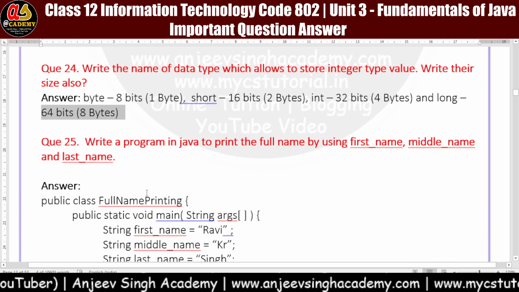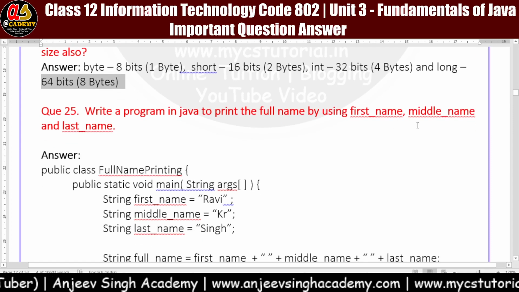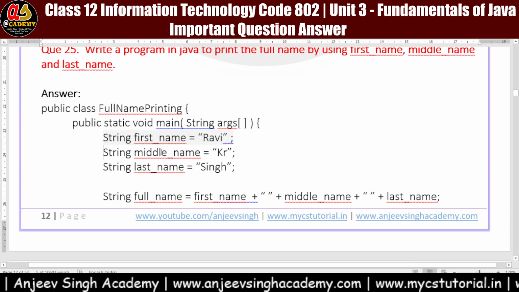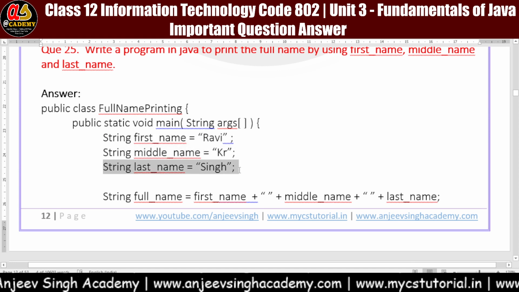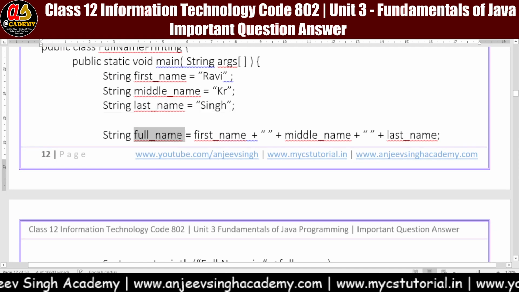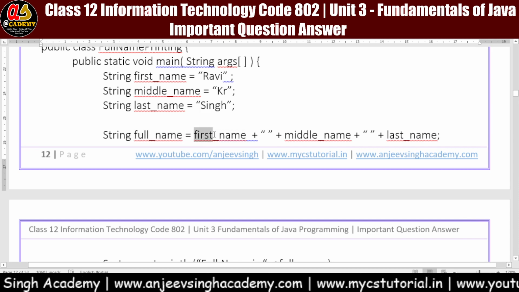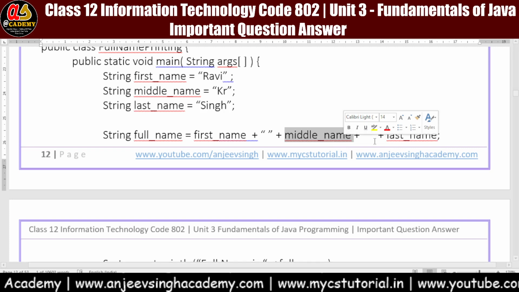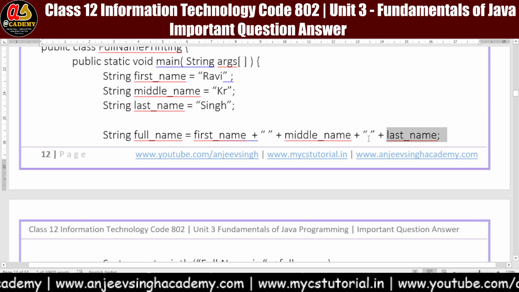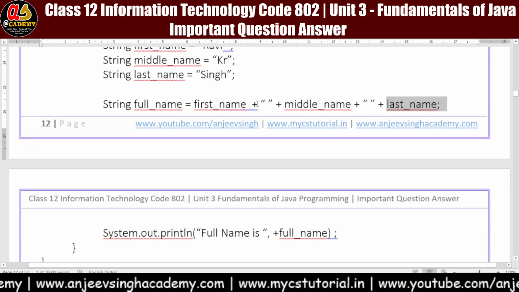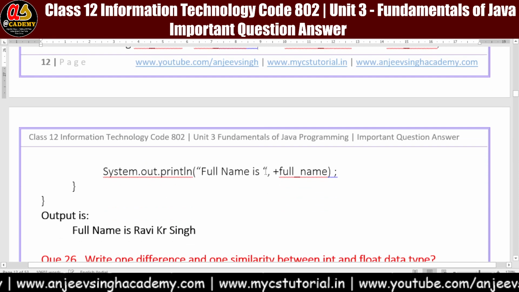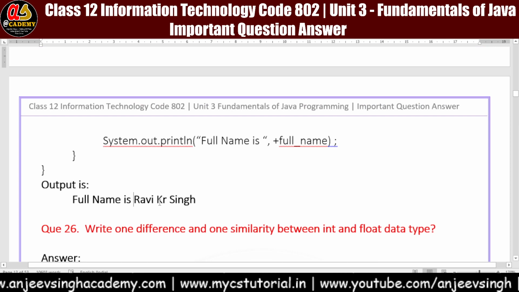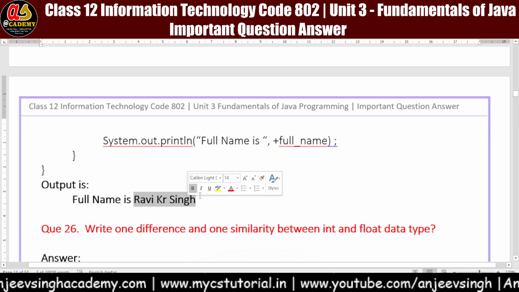Write a program in Java to print the full name by using the first name, middle name, and last name. So now I'm writing here a string firstName Ravi, a string middleName Kumar, a string lastName Singh, and then I'm using the string fullName, and here I'm using the string concatenation operator: firstName plus a space, middleName plus one space and lastName. So what concept am I using? I'm using concatenation here, adding all these strings one after another, and then I'm printing "Full name is" fullName. So you will see the output is Full name is Ravi Kumar Singh.